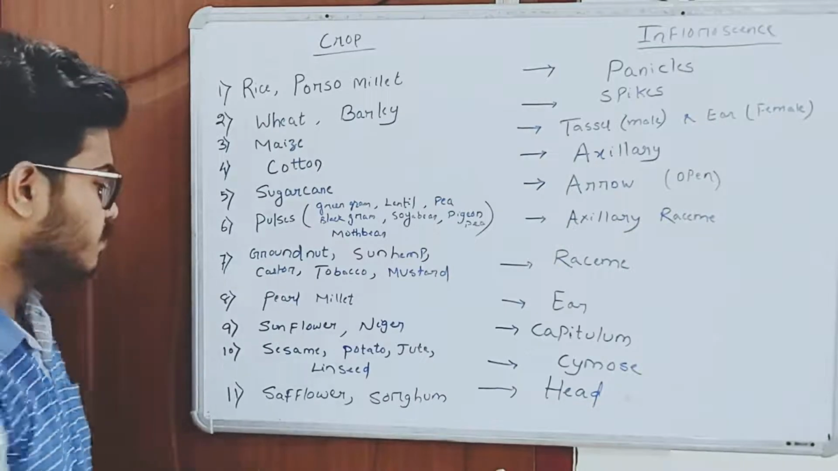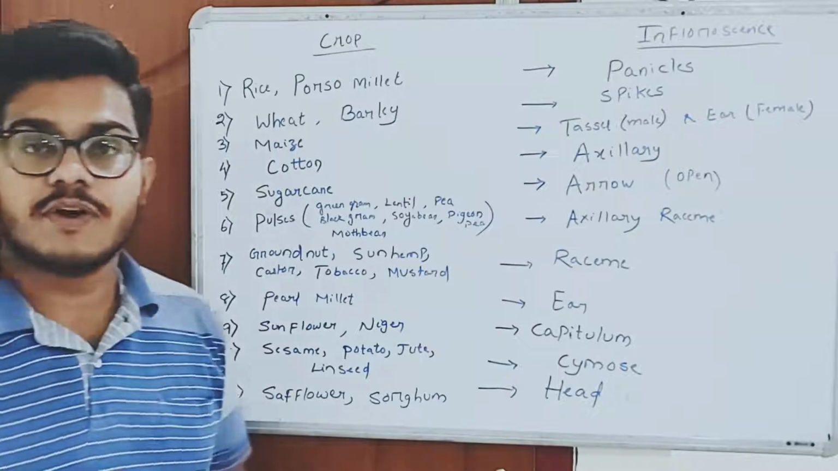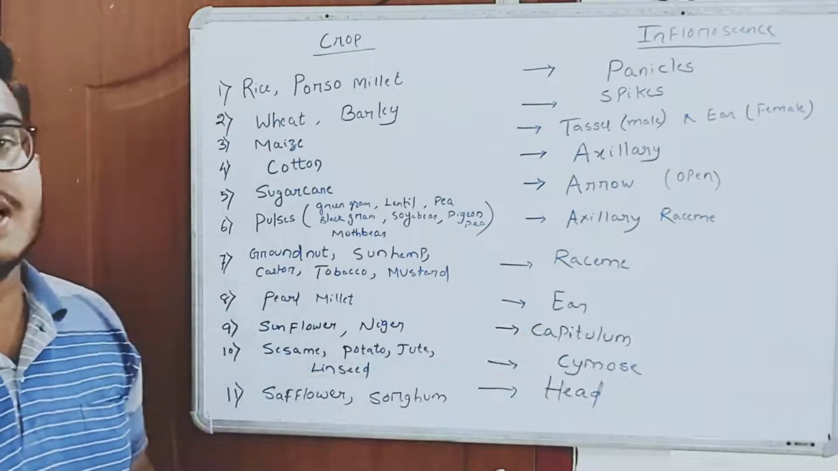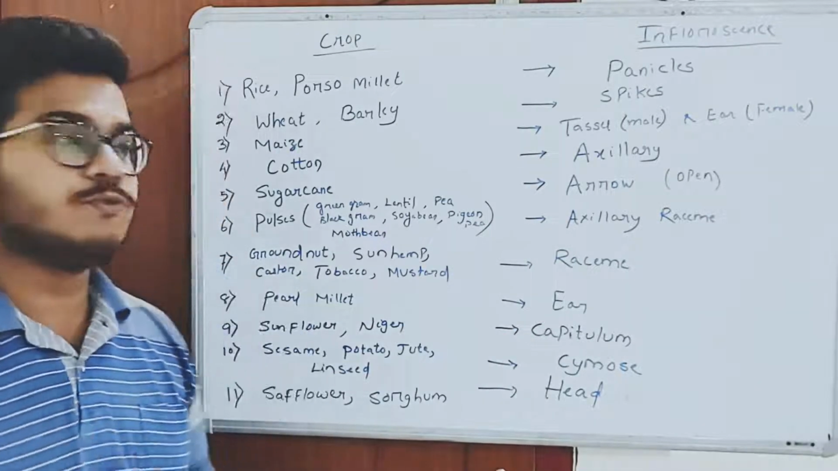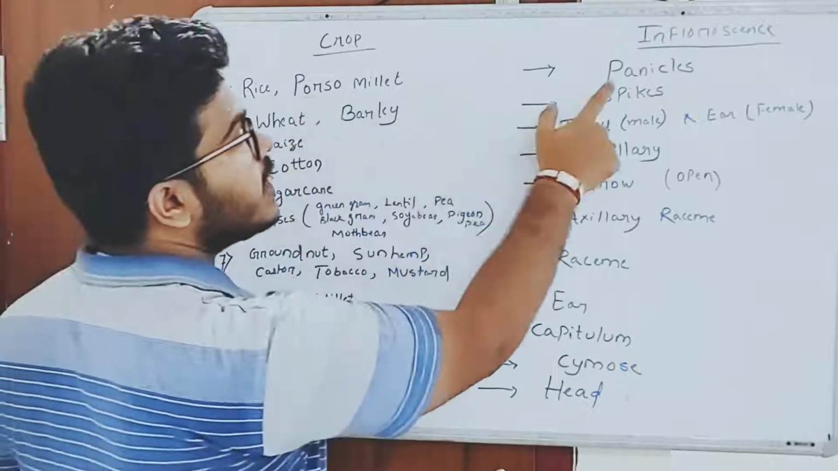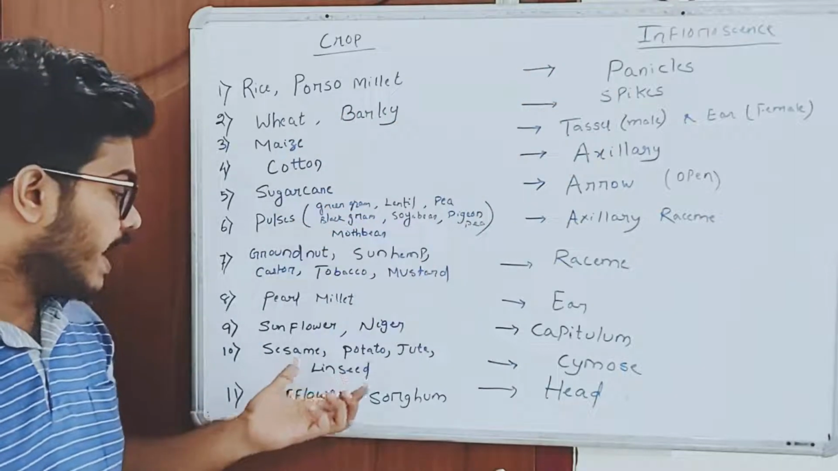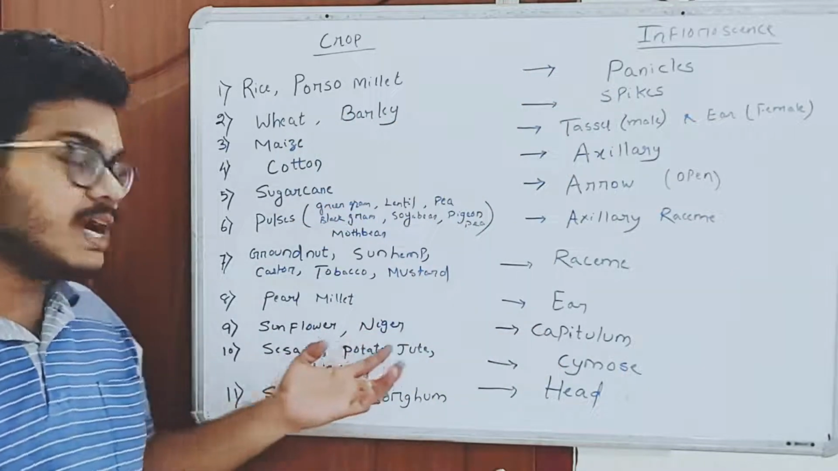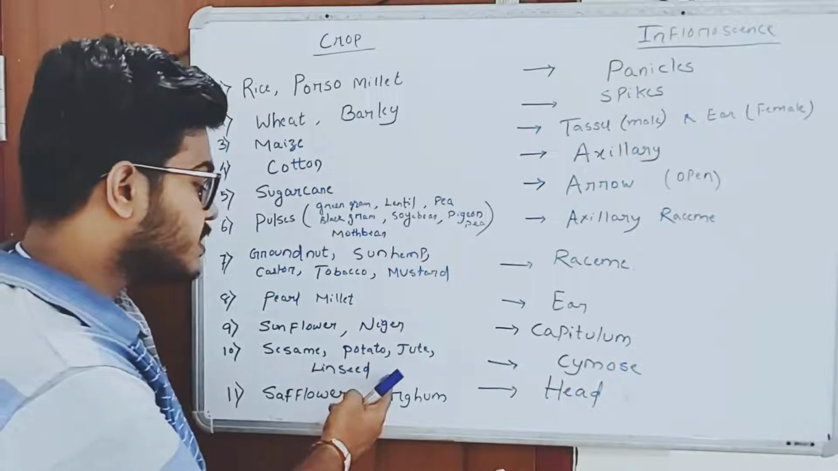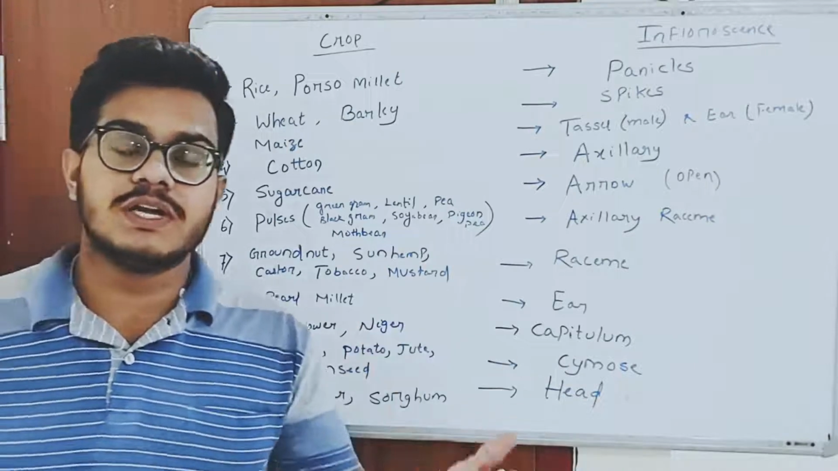So we must remember this: for sunflower we call it capitulum. If you are asked the inflorescence of sunflower or Niger, there will be four options and you have to choose capitulum. If asked the inflorescence of pearl millet, write ear. If asked the inflorescence of proso millet, write panicles. Wheat we know, spikes, maize we know, but these are very important: proso millet, panicles, and pearl millet, ear. Sunflower, Niger, capitulum. Sorghum and safflower, head. And one of the most important: sesamum, potato, jute, and linseed, it is called cyme.